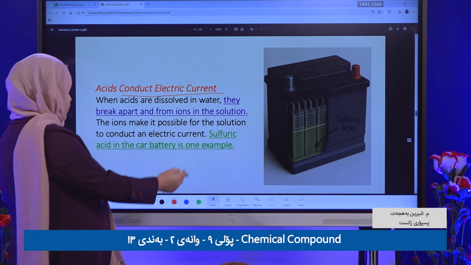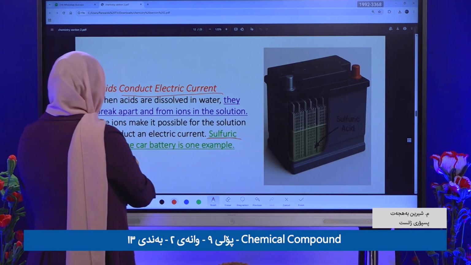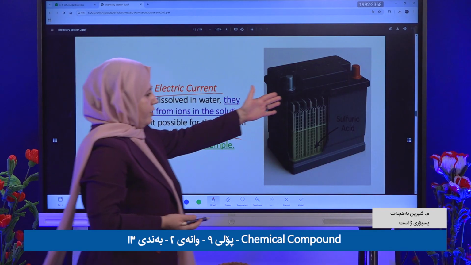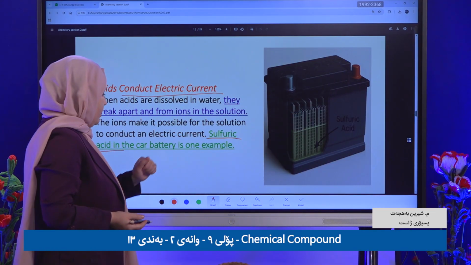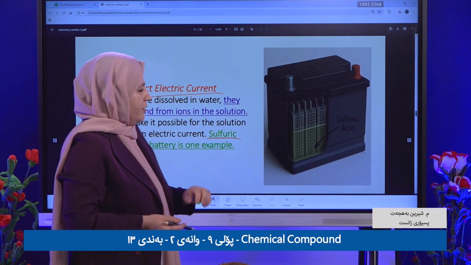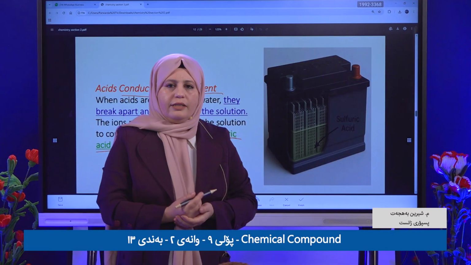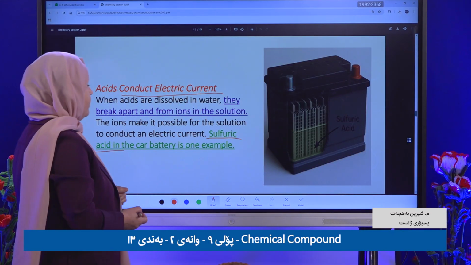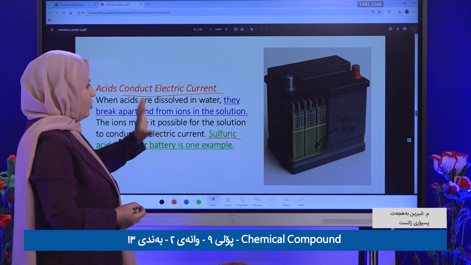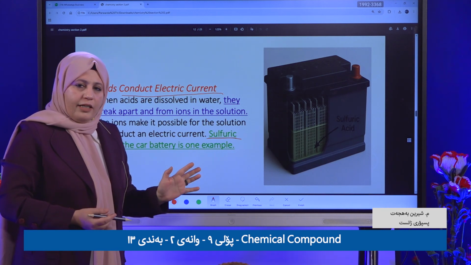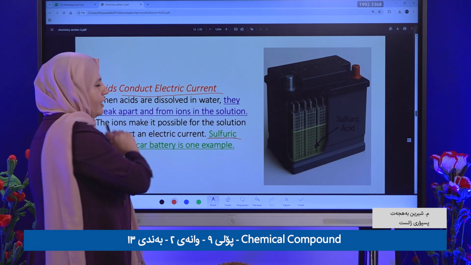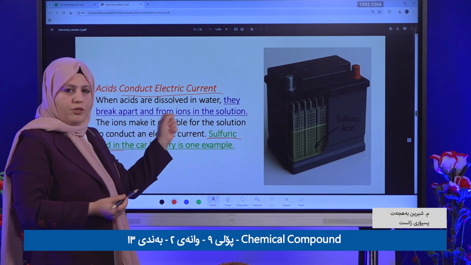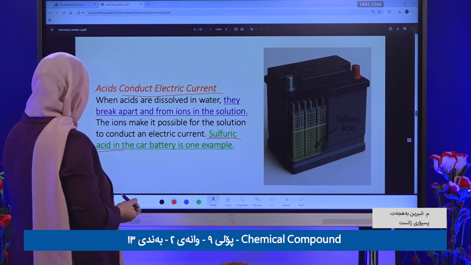For example, you have sulfuric acid. Sulfuric acid, in Kurdish called tizab, is present in the battery of a car. Battery is one example. Our car starts to drive by sulfuric acid. Clear? So all acids conduct electrical current. Why? Because they form which kind of solution? Ion solution. Clear? Okay.